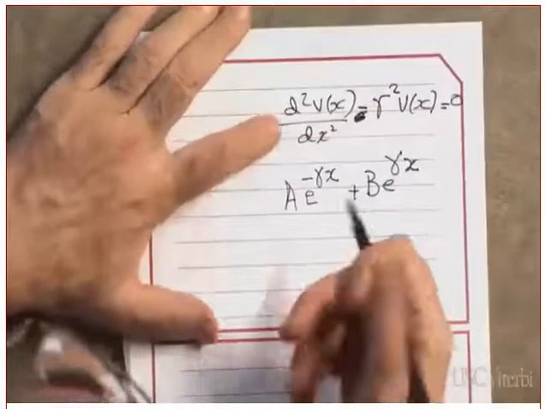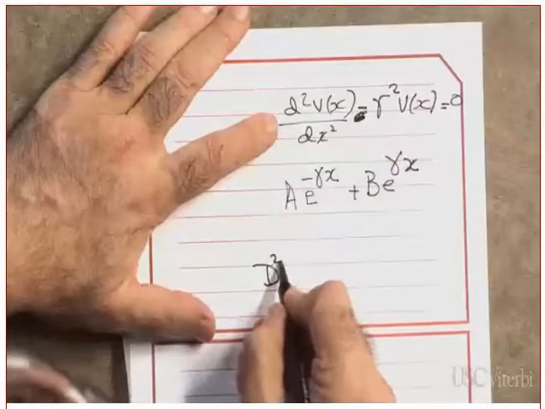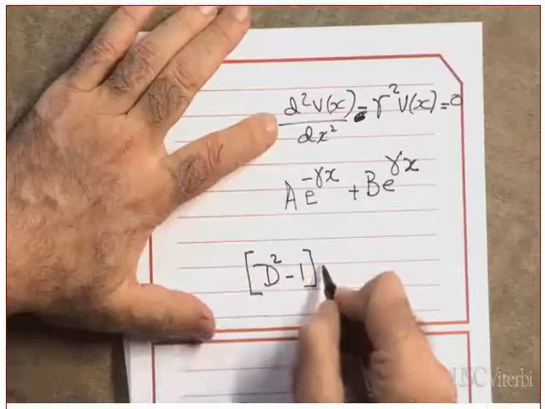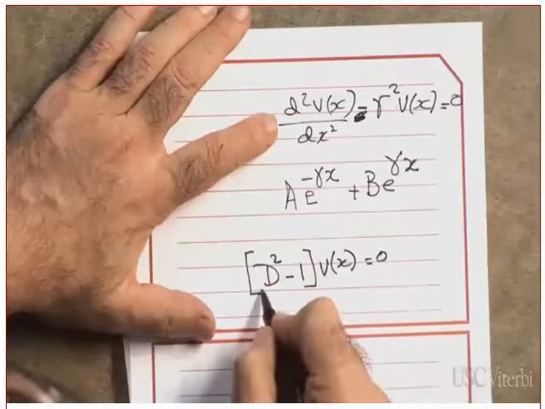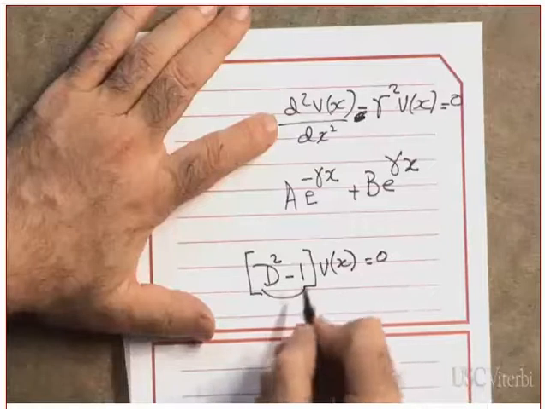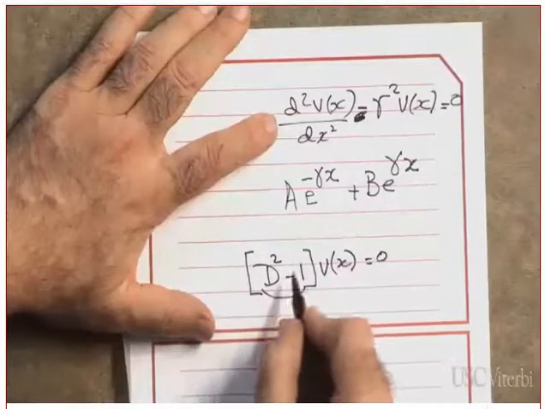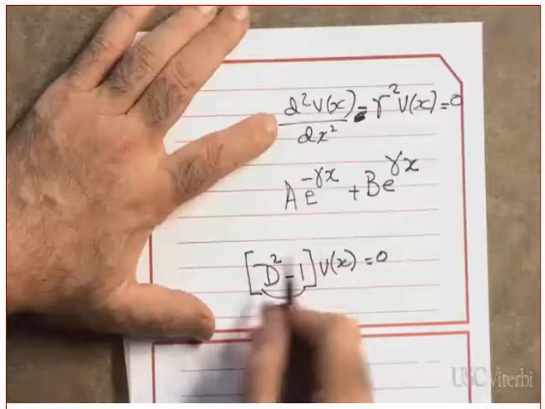Quickly, let me remind you. What is the operator? Second derivative. So you get D squared minus 1, D the operator, times V of x equal to 0. What are the roots? This is called the characteristic polynomial. What are the roots? Plus or minus 1.